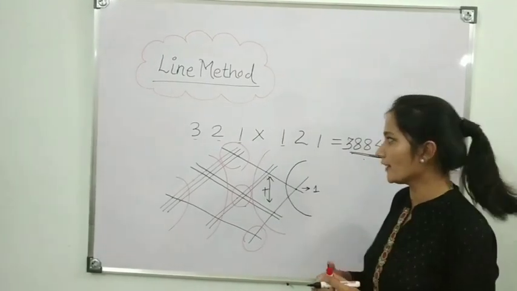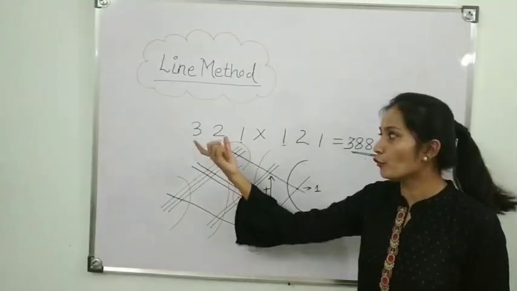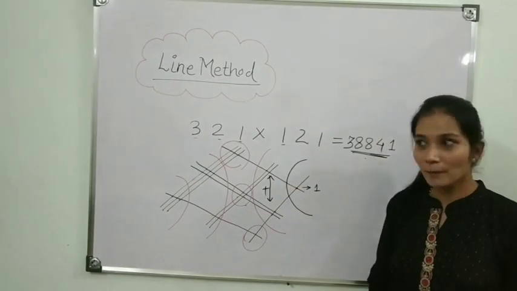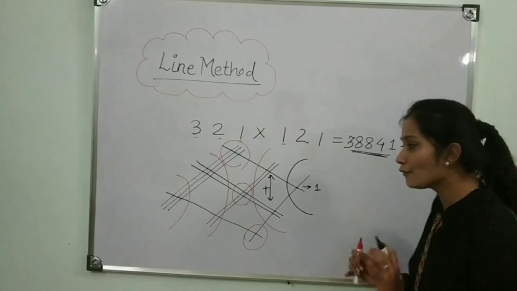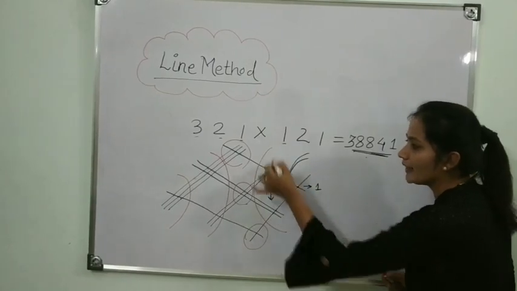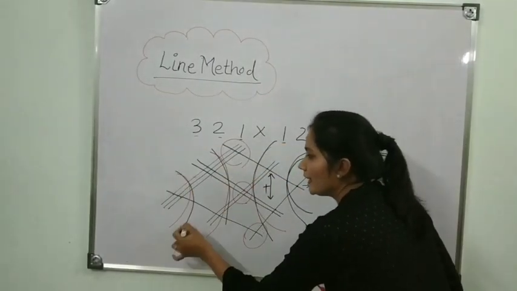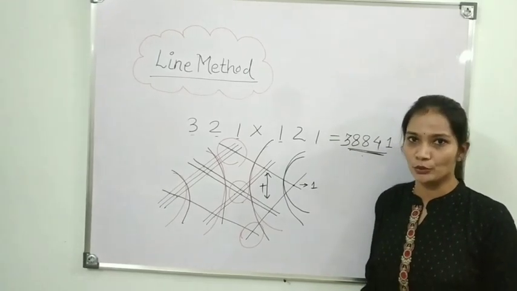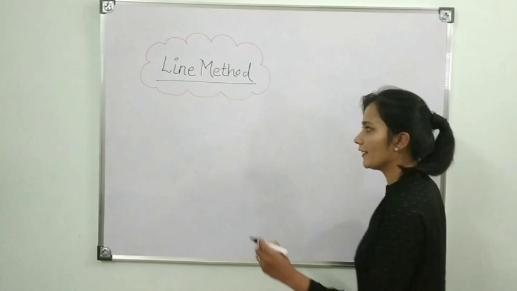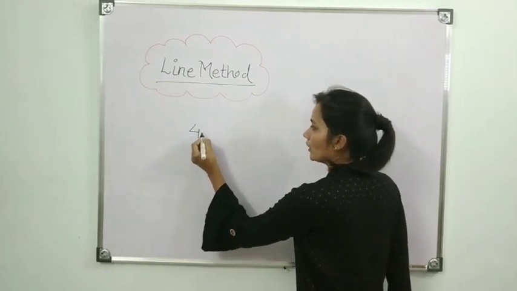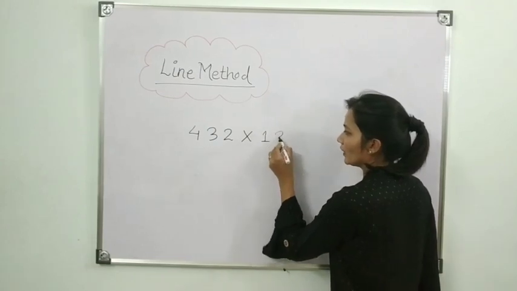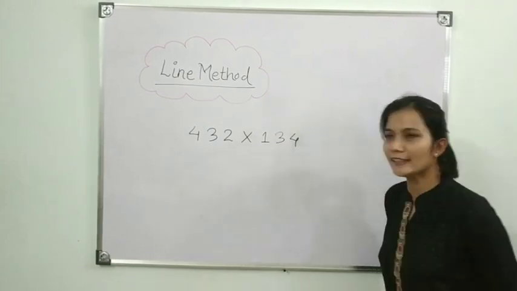I hope you got it and you will understand now for 4 digit, 5 digit, and you can solve any number, any digit number by this method. Only you have to know how we should take the intersection parts in the line method. Now let us see one more example so that it will be more clear to you. Now we will take 432 into 134. Let us solve this example.